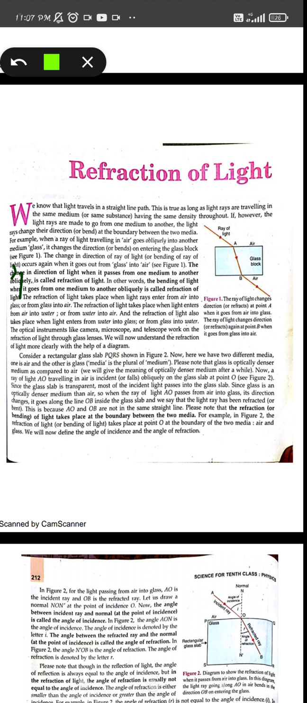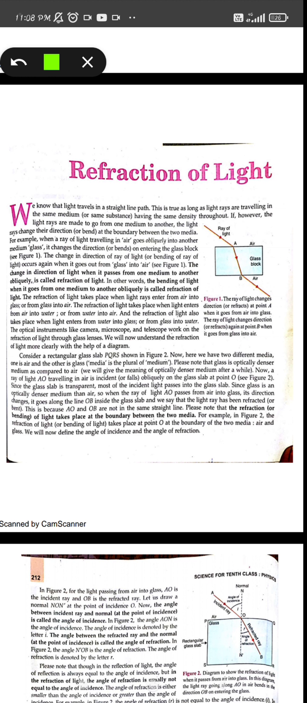So this bending of light ray is said to be refraction. So refraction, we can say, is when light passes from one medium to another medium, and the light ray bends when it goes from one medium to the other. So this change of medium, rarer and denser, and the bending of light, this phenomenon together is said to be the refraction of light. So how is this refraction done?